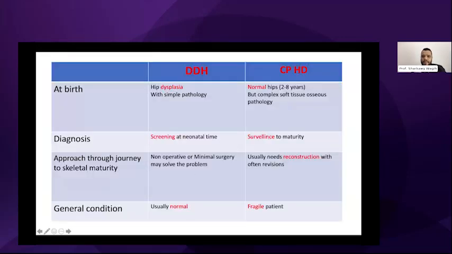This is a very simple table comparing DDH and CB hip dysplasia. DDH is born with dysplasia with the pathology present. CB hip was a normal hip, but they start to sublux gradually. Diagnosis: for DDH we just need a screening test, but in the CB hip, we have to keep an eye up to maturity. We need surveillance, not screening. In DDH, non-operative treatment, from tenotomy to abduction braces, works, but in CB it doesn't work. General condition: DDH is a normal child, but CB is a fragile patient.